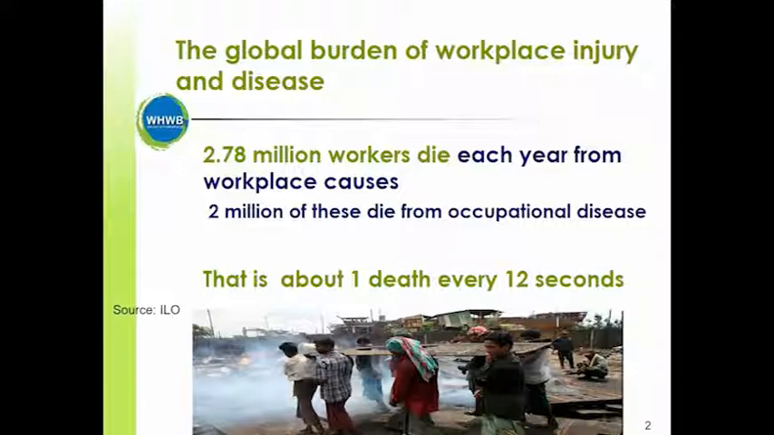Last week, I said 2.34 million workers die every year from workplace causes. It's actually gone up, and I have updated numbers now, and it's 2.78 million. That is an astounding amount. I used to say it was one death every 15 seconds. It is now one death every 12 seconds. So just think about how many people have died from work-related causes just since we started this meeting. It really motivates us to do what we're doing.